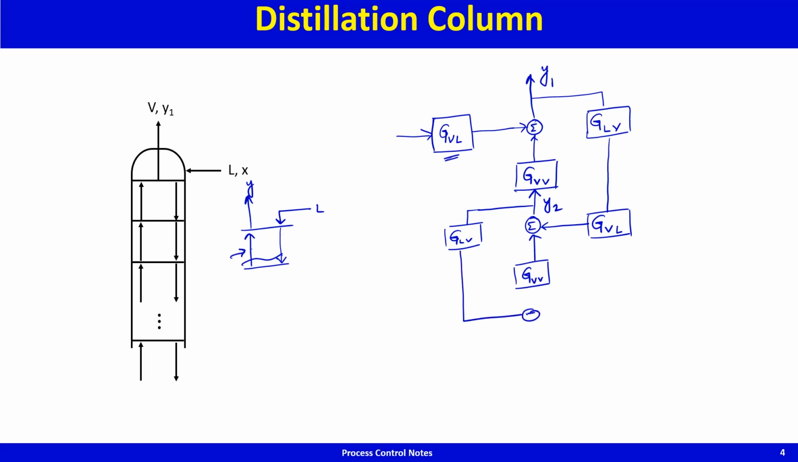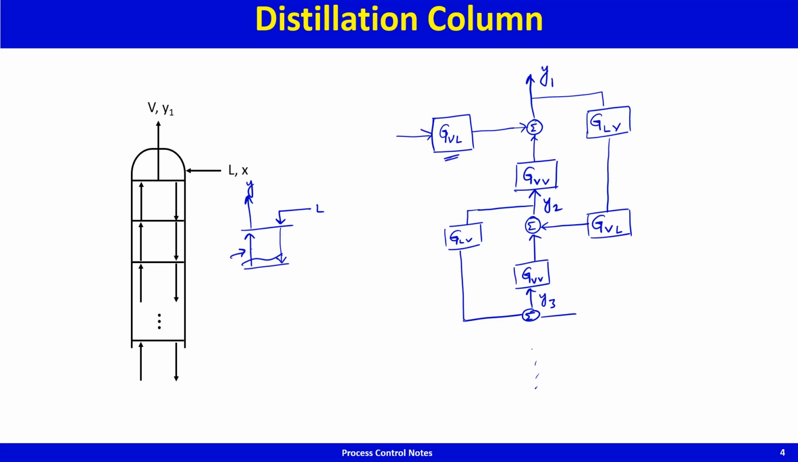You know, this cascade will go on and on up to n. This would be y3. Is that right? Yeah, y2. Yeah, that's all right. And keep going. There will be a block diagram here.